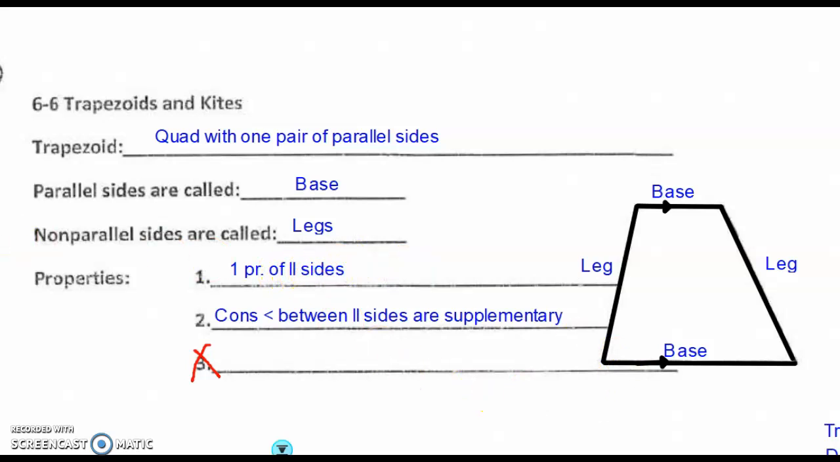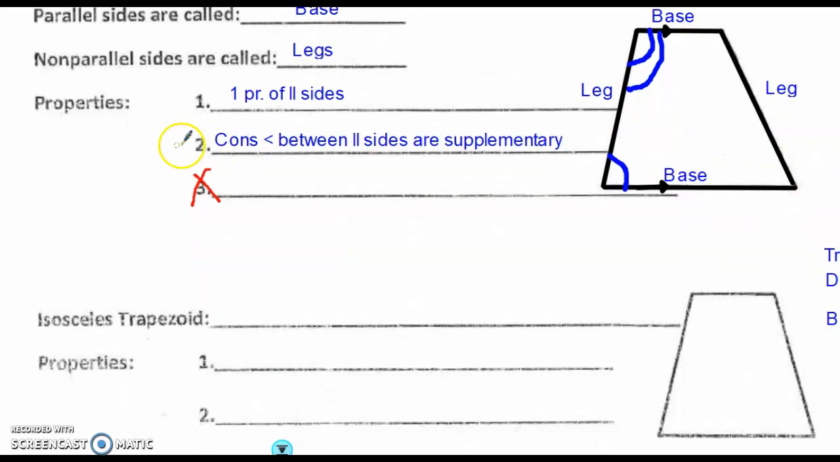And these consecutive angles are supplementary. This angle and this angle, because they're same side interiors. And then same with these over here. This top angle and this angle, they're also supplementary because they are same side interiors. Does not have a property 3.